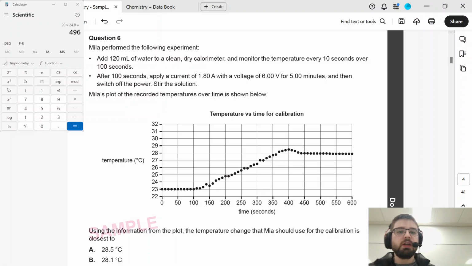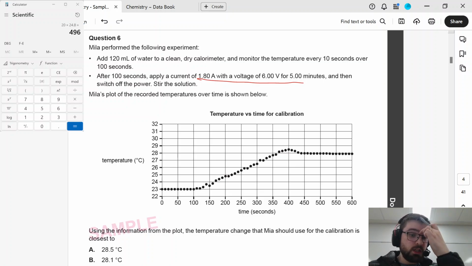Okay, so we're probably going to have to multiply these together, and they've said 5 minutes, so you multiply it by 60 to get the seconds. Using the information from the plot, the temperature change that Mia should use for the calibration is closest to... Wait, you don't even have to use that value. So many red herring data points.